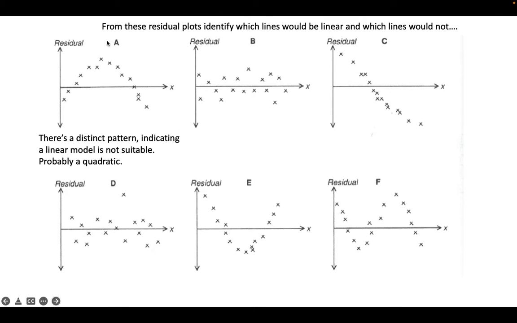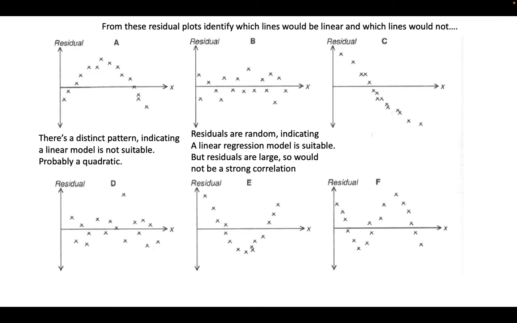So with this pattern here, with residual graph A, there's definitely a distinct pattern. So a linear model would not be suitable for that data. You don't even know or can see from that what the data is, but from the residual you know it can't be. So it's probably a quadratic.